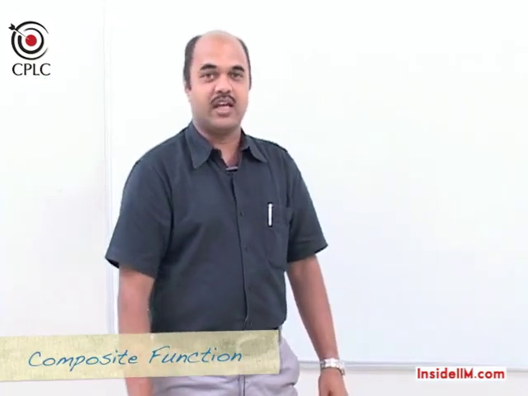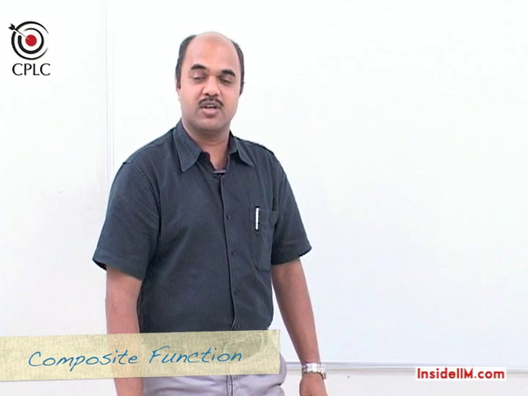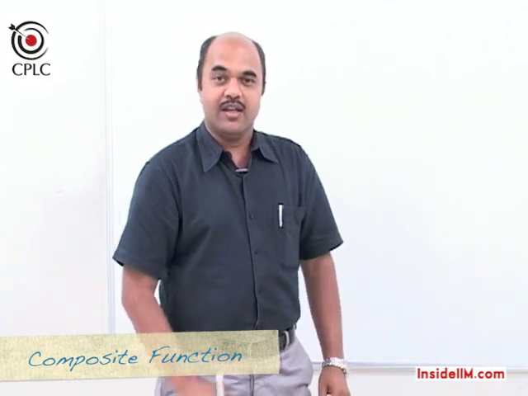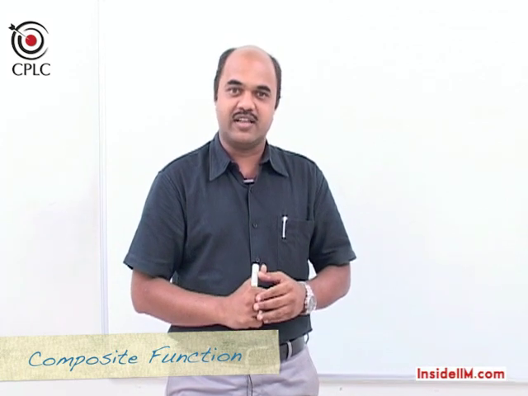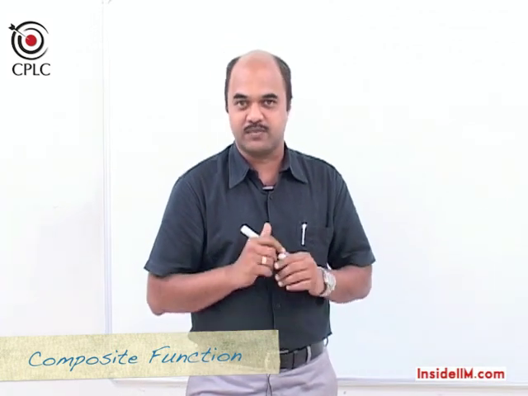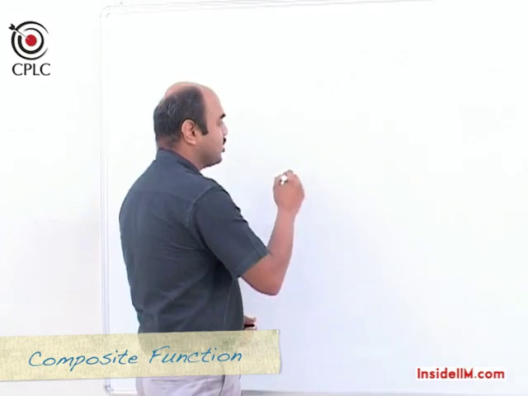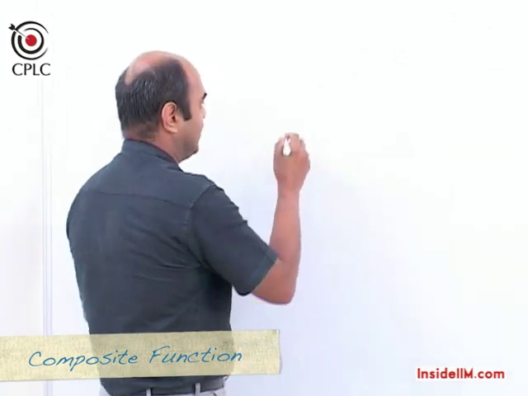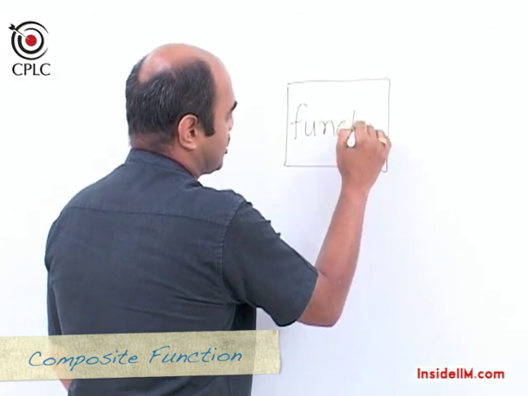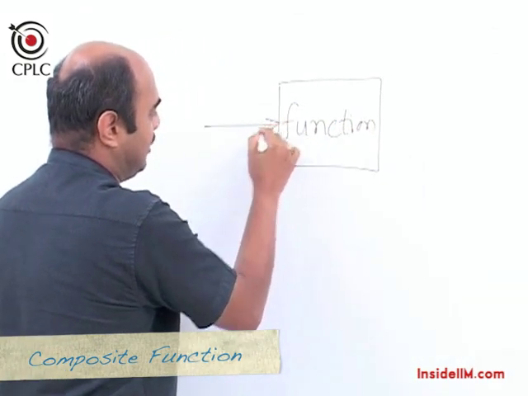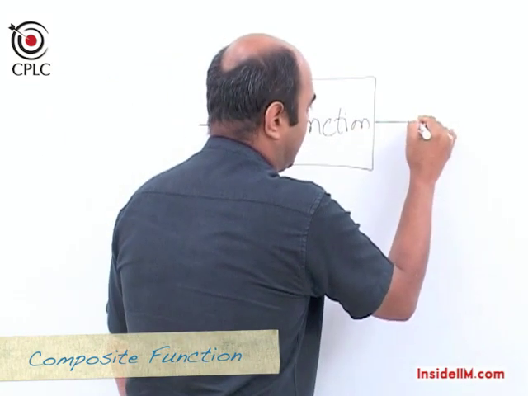Let's move on to yet another type of a function. Suppose we look at something called as a composite function. Now in very simple terms, a composite function can be defined as a function of a function. So if we go back to the way we had defined a function right in the beginning, we said there is a particular operation which is performed on some input to give some output.